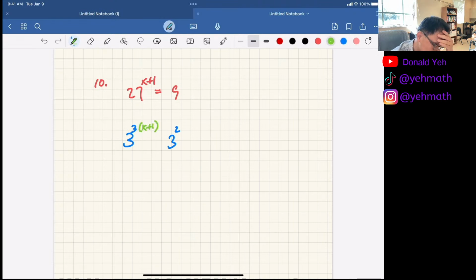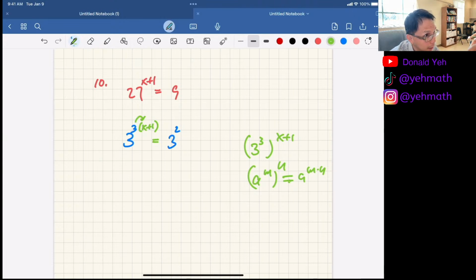Why is that? Because if you convert the 27 to 3 to the 3, then the x plus 1 is right next to it. That means 3 to the third, to the x plus 1. According to the exponent rule, a to the m, to the n power is equal to a to the m times n. So it becomes multiplication, not addition, not subtraction, and there's also distribution.